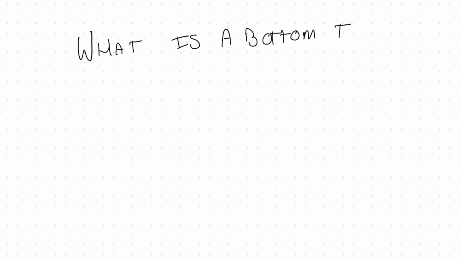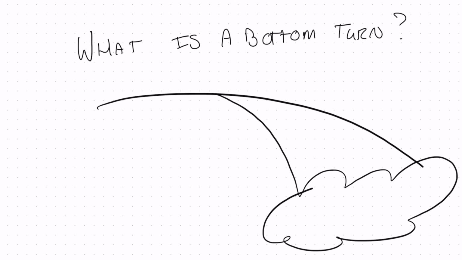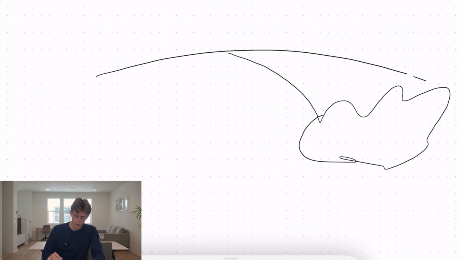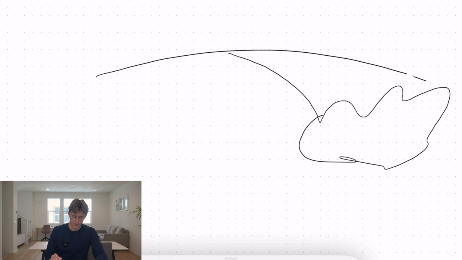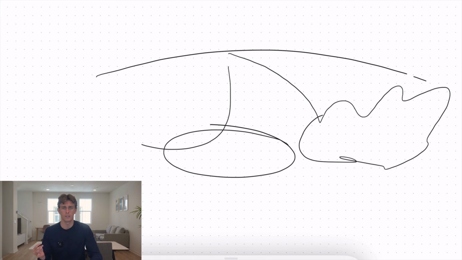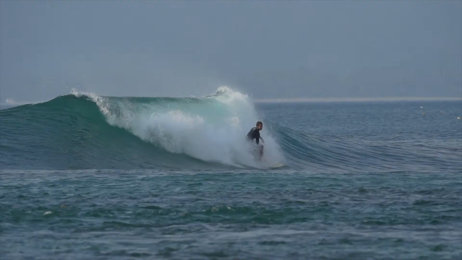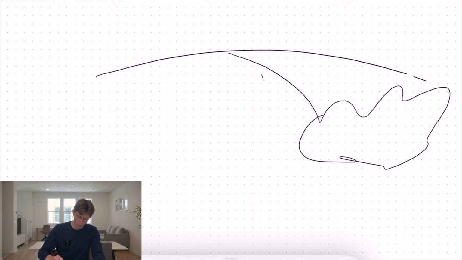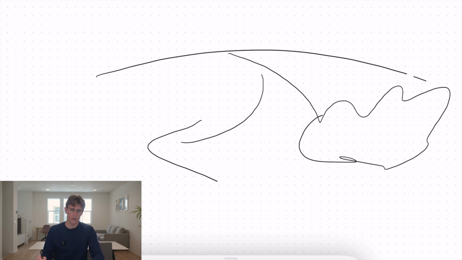What is a bottom turn? It's really simple. A bottom turn is just any turn that you're doing where you're more or less turning away from the breaking part of the wave. Now I know it says bottom turn, so you're thinking that every turn you do has to be at the bottom of the wave, but it's not necessarily true. It's really just referring to any turn that makes you go away from the breaking part of the wave towards the shoulder.